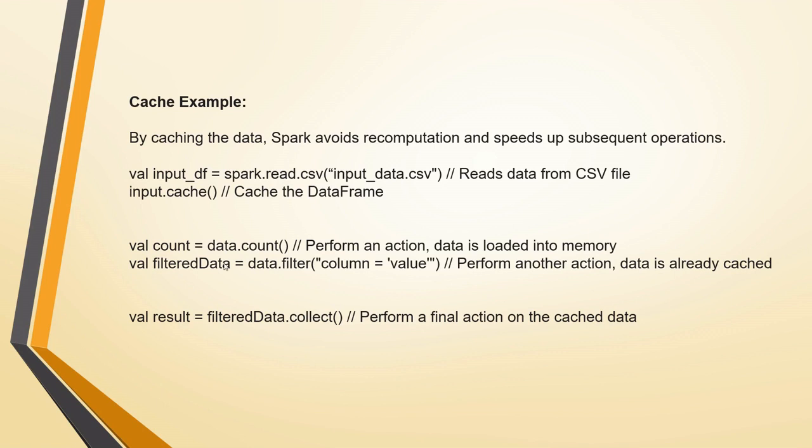Okay, now you see here, right? So this is how we see the cache and this will be done. Without using this function also, these simple transformations will be faster in Spark. Clear?